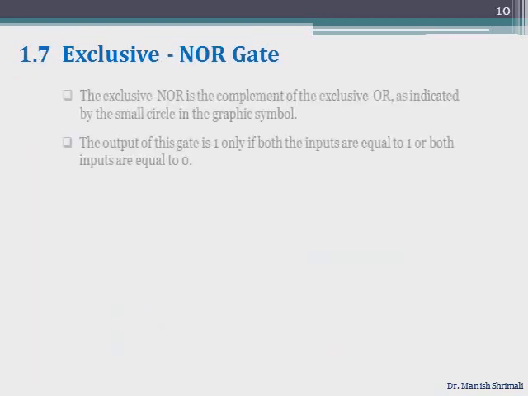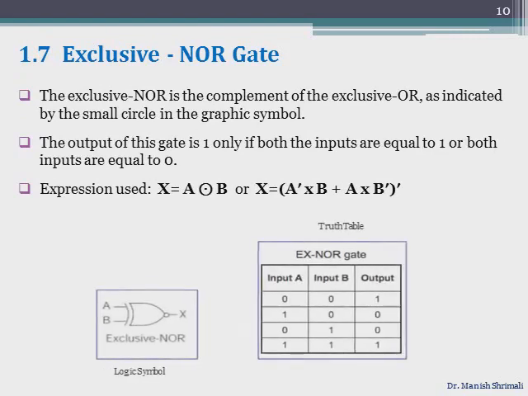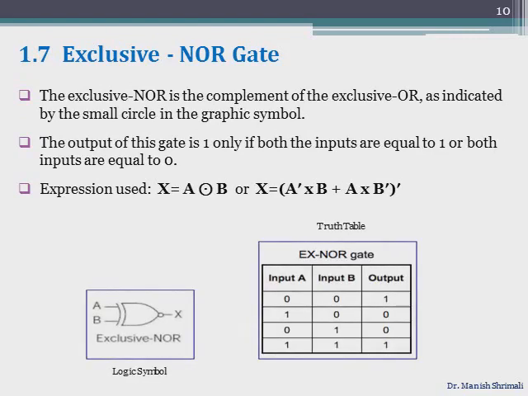Next we have the exclusive NOR gate, and it is the complement of the exclusive OR as indicated by the small circle or bubble in the graphic symbol. So here you can see in the logic symbol that we have the exclusive OR gate followed by the NOT gate in the form of bubble.